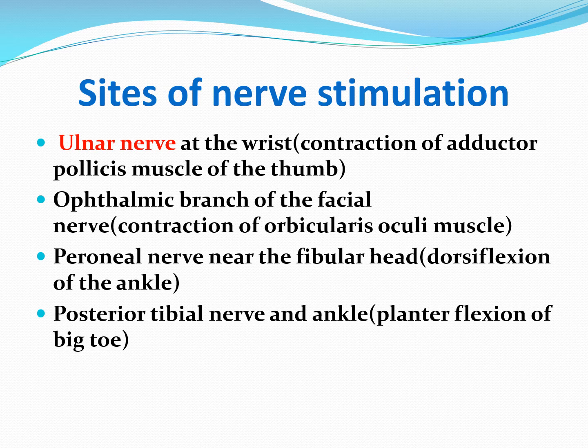Other nerves can be used, the ophthalmic branch of the facial nerve, which produces contraction of the orbicularis oculi muscle, the peroneal nerve near the fibular head, and this produces dorsiflexion of the ankle, and finally the posterior tibial nerve, at the ankle, it produces plantar flexion of the big toe.